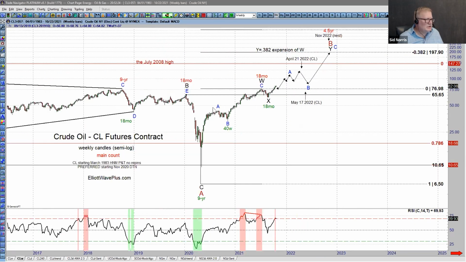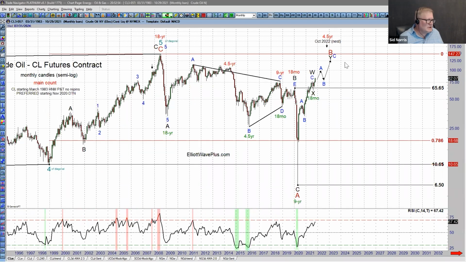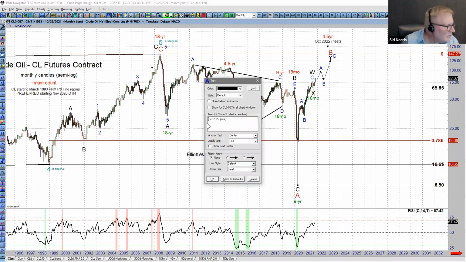Here's the weekly chart, a little closer look. There's that A, B, C for wave W, and then a very quick X wave. Why would I expect the X wave to be over so briefly? Because Hurst thinks that's an 18-month cycle trough, and that came in late August. Then an A, B, C, unfinished, up into actually November of 2022. I need to change this over here to November 2022.